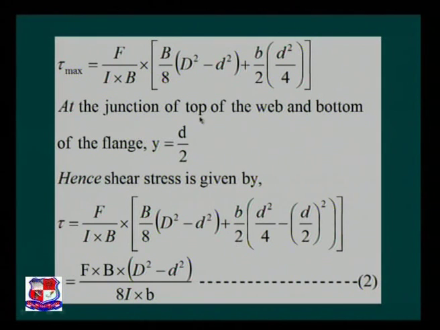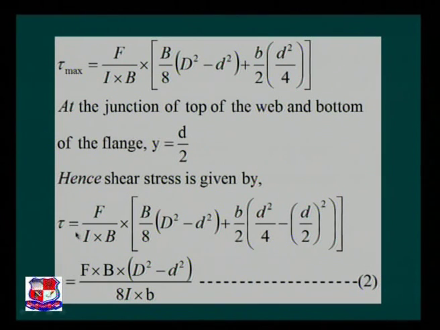Now, at the junction of the top of the web and the bottom of the flange, where y is equal to d by 2. Interesting point. Our intention is to find out what will be the variation of the shear stress at the junction of web and the flange. Hence, we have to take y is equal to small d by 2 and replace the value of y in this equation.